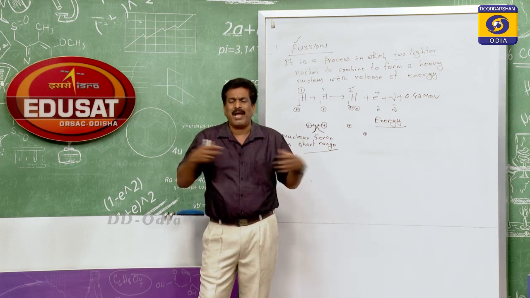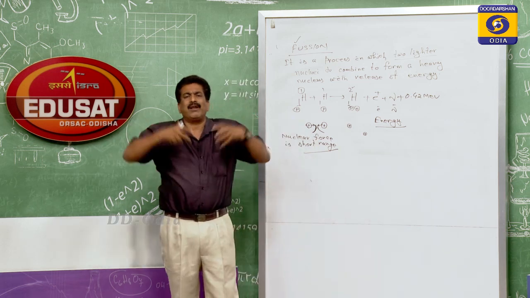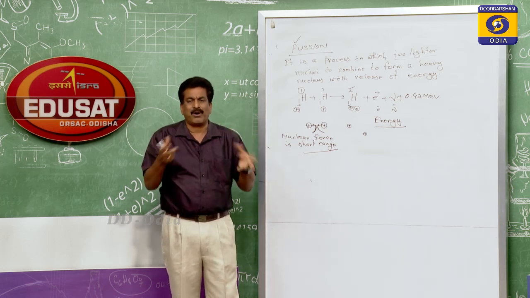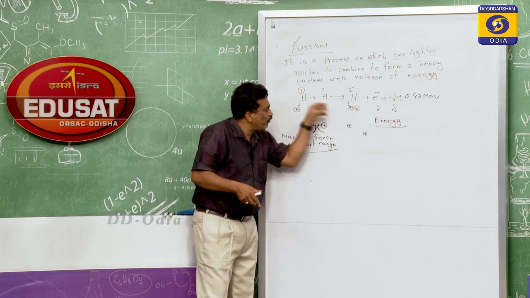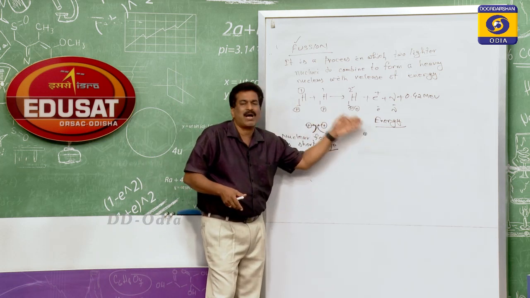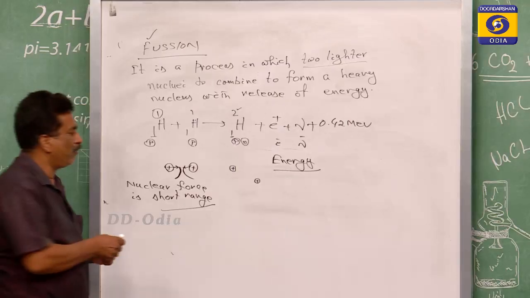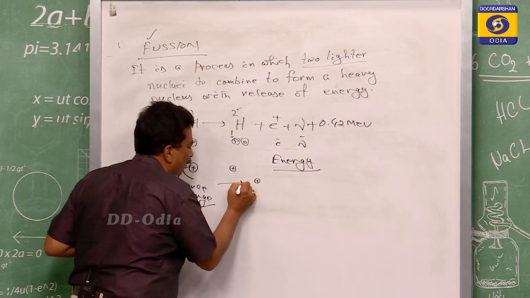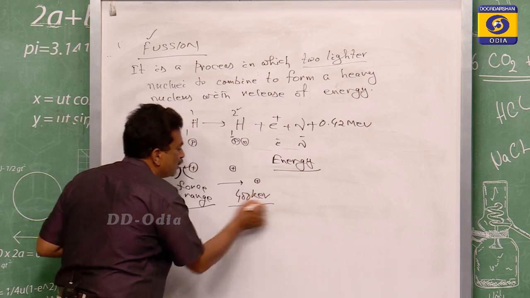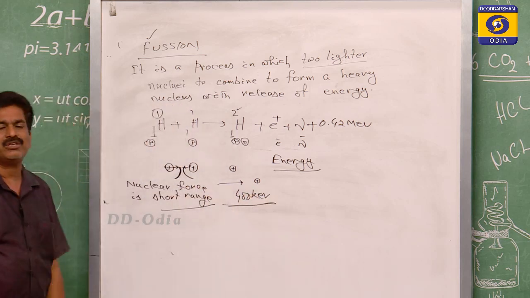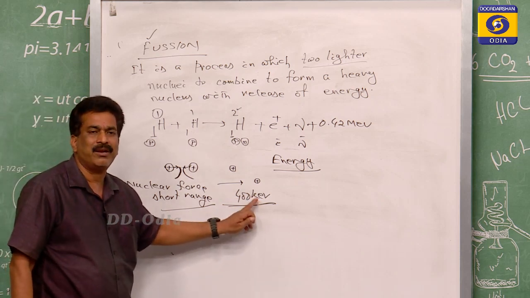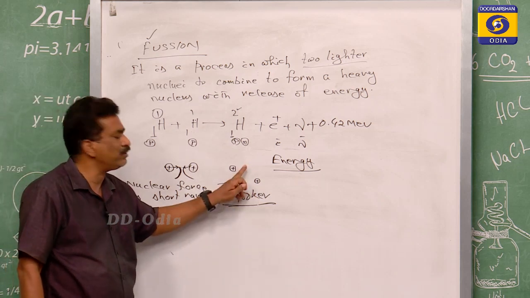And if we supply that amount of energy, then it can approach that one. And when that energy is supplied, it is observed that the amount of energy which is required is 400 keV. This amount of energy we have to give to that one.